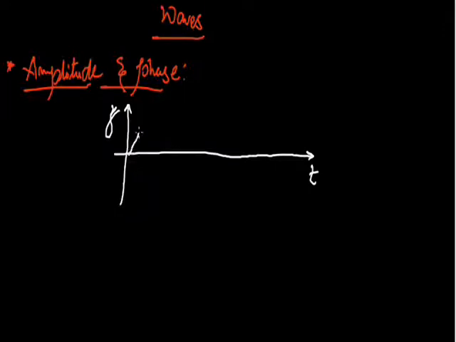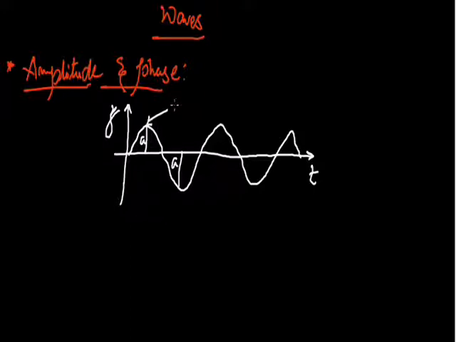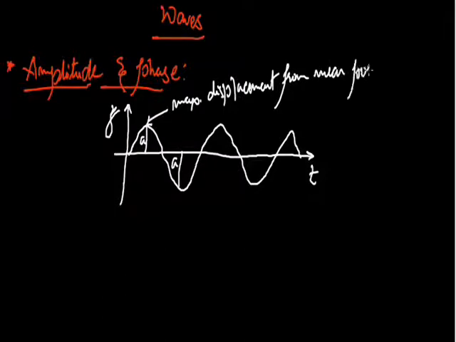And if this is a sinusoidal wave like this, then amplitude A will be denoted as the maximum displacement of a particle from its mean position. At this point, we can say the energy of a particle is minimum and it has a maximum displacement from its mean position.